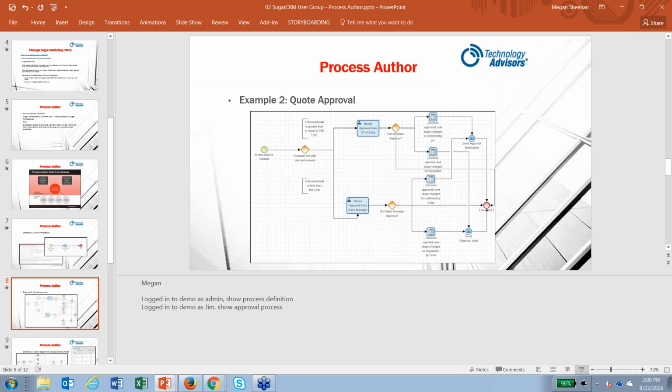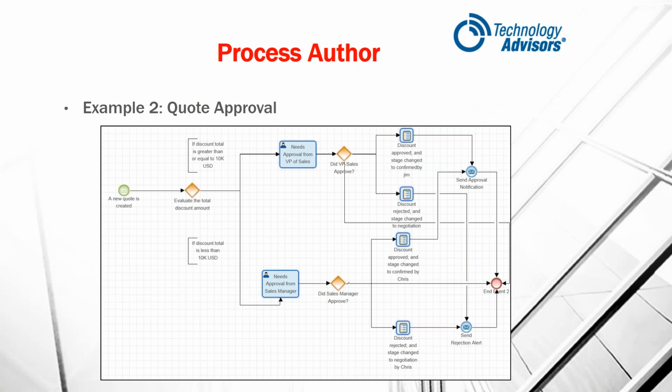Okay, so the next process we're going to look at, and again, I'll pull this up in Sugar in a second here, but this one is clearly a lot more complicated. This is a quote approval process. And we're going to walk through the details here, but a couple of reasons I chose this as an example to show you. The first one is that it really shows off the branching capabilities of Process Author. So this is something that you definitely could not do with the legacy workflow tool. You could not have a condition that evaluates to decide what to do next within the process. And that's one of the, I think, strengths and really powerful aspects of Process Author is the ability to do that.